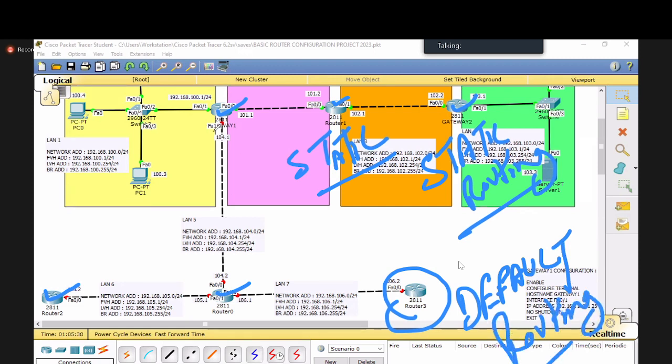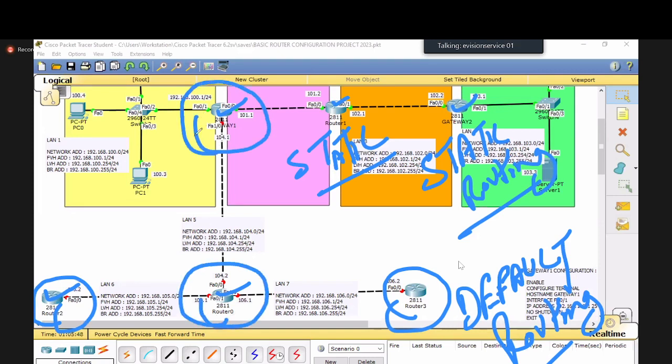It means that EIGRP you are running in router 2, router 0, gateway 1. In these 3 routers, you are running EIGRP. Okay. You can use any EIGRP autonomous system number. But this is the topology where you are mixing up EIGRP with static routing plus default routing.